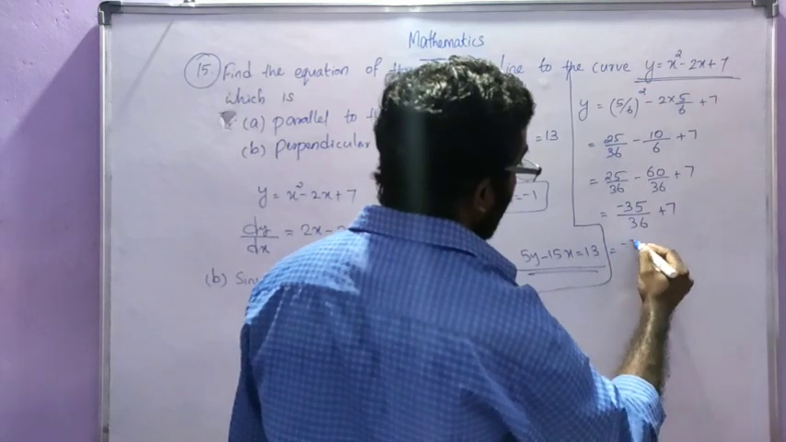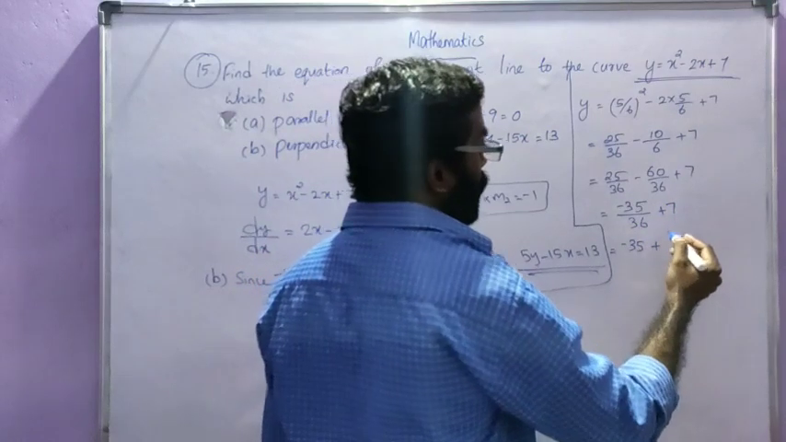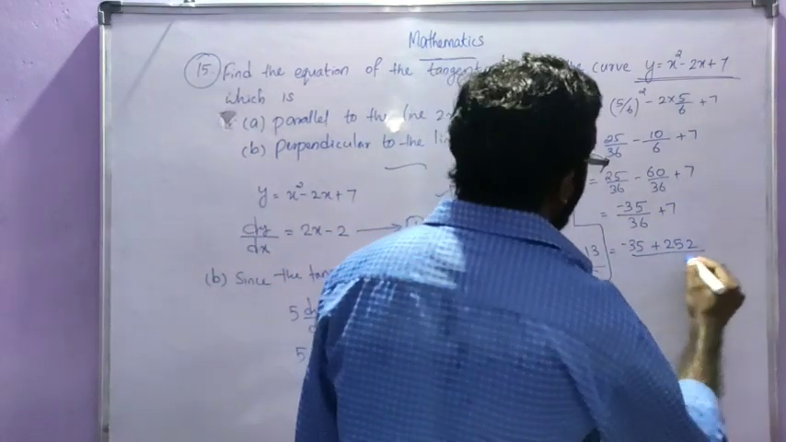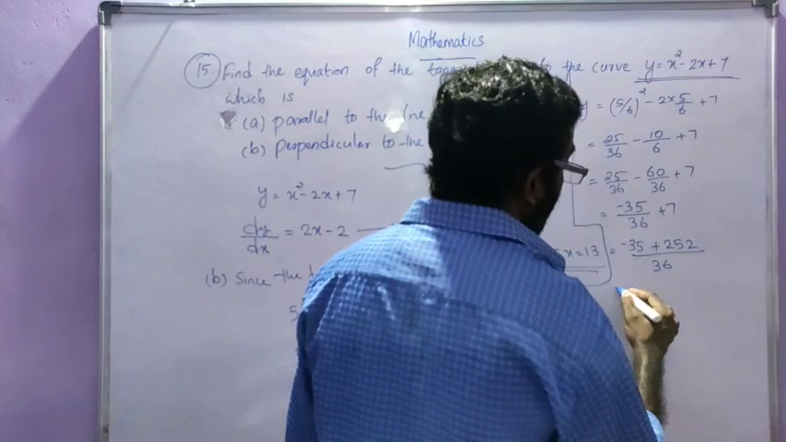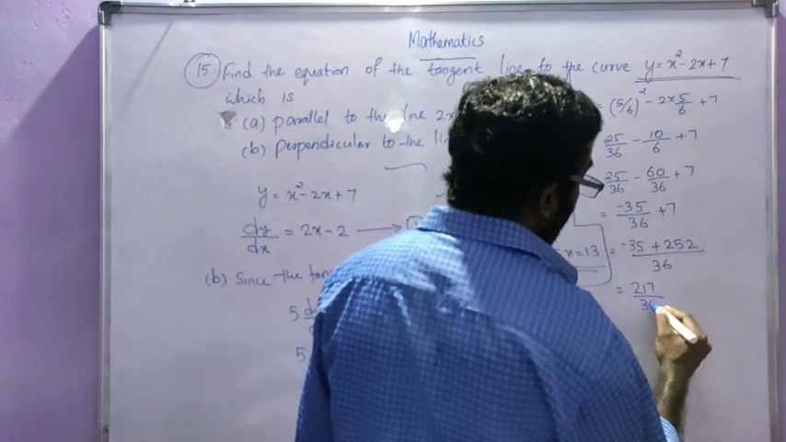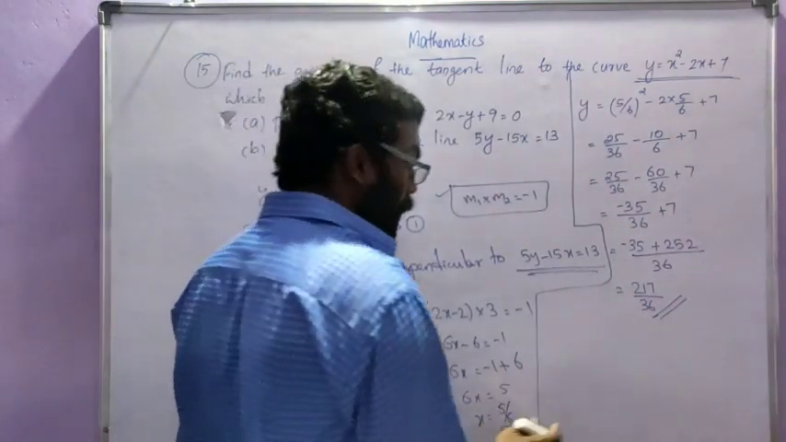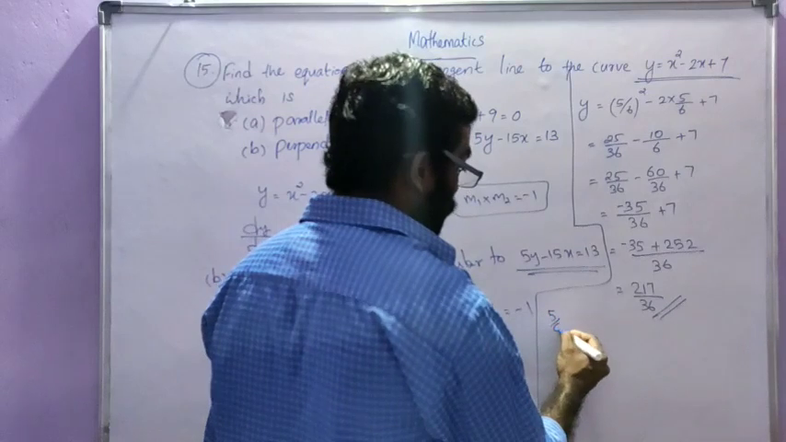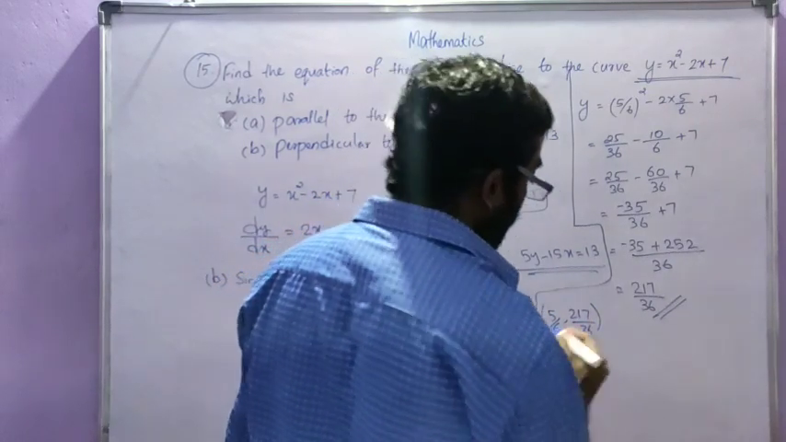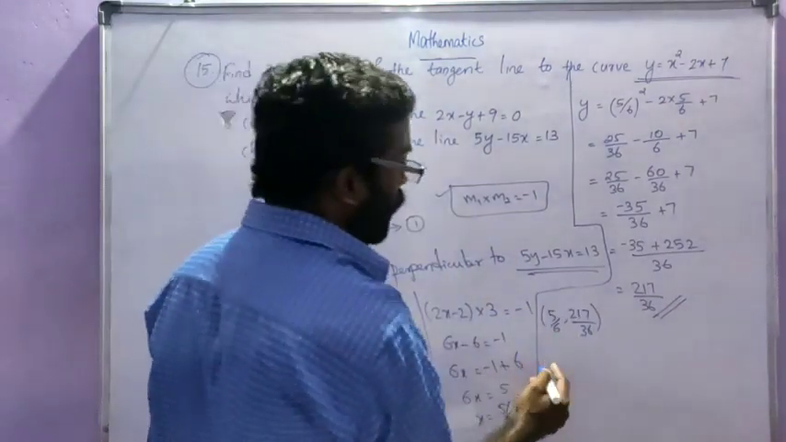Now we can cross multiply. Minus 35 plus 36 into 7, 252 divided by 36, which is equal to 217 divided by 36. Therefore the required point is 5 by 6 comma 217 divided by 36. Now we can write the equation of tangent at this point.